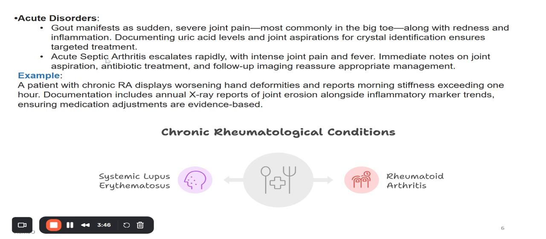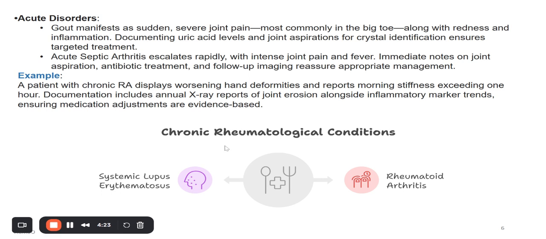Example. A patient with chronic RA, rheumatoid arthritis, displays worsening hand deformities and reports morning stiffness exceeding 1 hour. Documentation includes annual X-ray reports of joint erosion alongside inflammatory marker trends, ensuring medication adjustments are evidence-based. And here we have a diagram showing the chronic rheumatological conditions. On the left, we have the SLE, and on the right, RA.